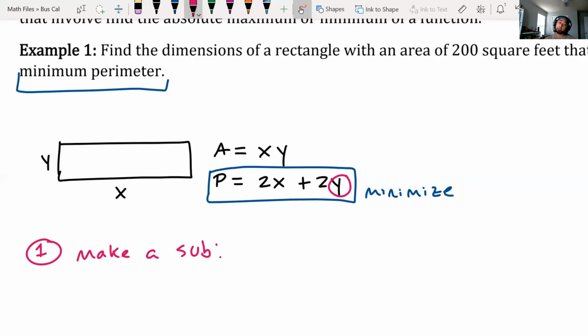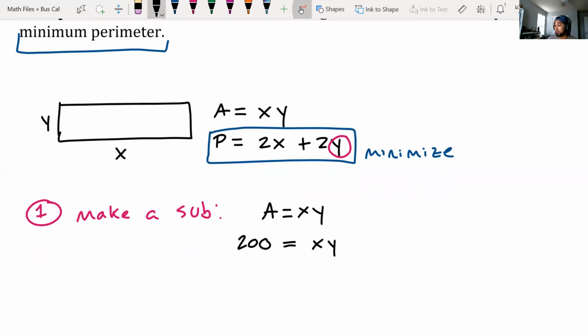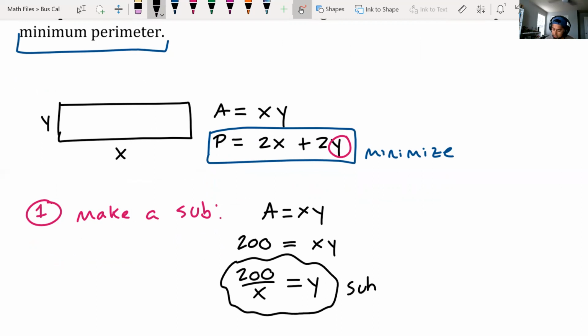To make the substitution, we're going to use the information they've given us. In the problem, they said we have a rectangle with an area of 200 square feet. So we use the area equation, A equals x times y, plug in 200 for the area, and solve this equation for y. All I have to do is divide by x, and I get 200 over x is equal to y. Here is my sub. We're going to take this new value of y and plug it into the perimeter equation for y.